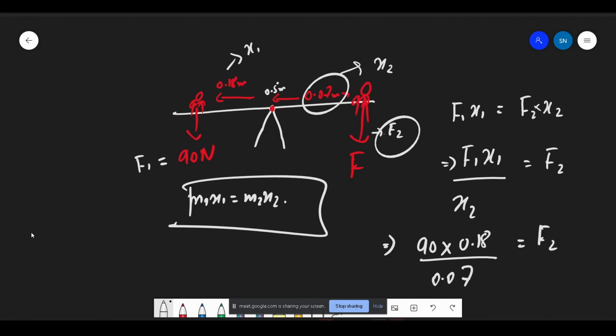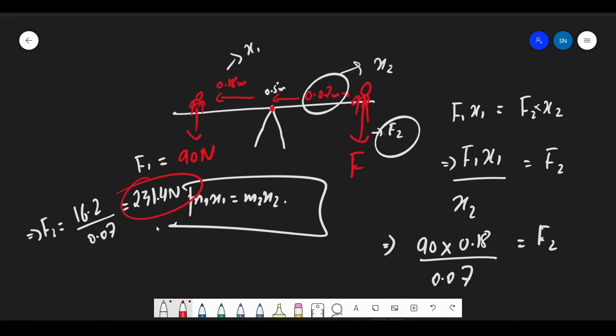What's 90 into 0.18? 16.2. What's that divided by 0.07? That is 231.42857. Let's just call it 231.4 Newton. So that's why I thought it was wrong, because it was a really big number. Trust yourself, okay? So this is your answer. Is this clear? Yes, sir.